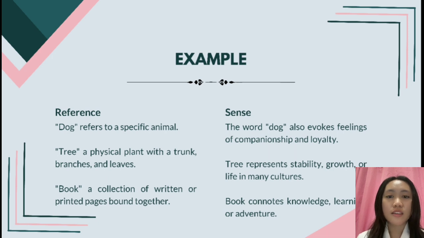And another example, tree. It is a physical plant with a trunk, branches, and leaves, whereas in the sense, tree represents stability, growth, or life in many cultures. And the last is the book. It is a collection of written or printed pages bound together. In the sense, book connotes knowledge, learning, or adventure.